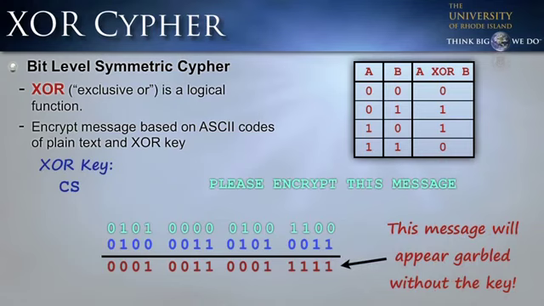Now, this message will appear garbled if you don't actually have the key. With the previous message, with the shift cipher, you would still see a string of characters. But here, you're going to see just a bunch of garbage in a text editor if you go to look at this file. Well, we'll examine an encrypted file a little bit later.